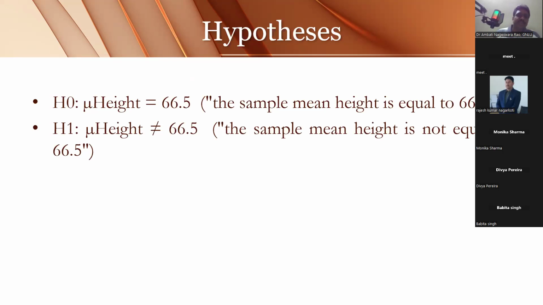This is the problem statement. On average in Gujarat, the population mean height is 66.5, as per the Government of India report. It's roughly that, okay, and don't take it seriously. The height of the Gujarati people is 66.5 inches.